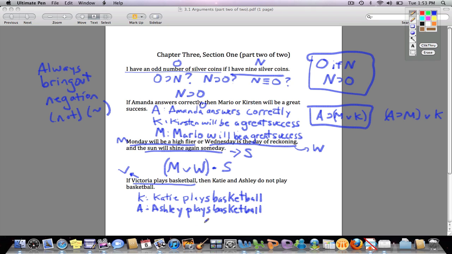And then we're going to translate here as V, horseshoe. We know by the comma, I'm going to have to modify this here. We have Katie and Ashley do not play basketball. You've got to really think about what that means. Here's what it's going to be. Think about this. Not the case that K, and it's not the case that A. Let's write that a little bit more clearer. If Victoria plays basketball, then Katie and Ashley do not play basketball. Just writing the same thing a little bit clearer there. That's what we got.